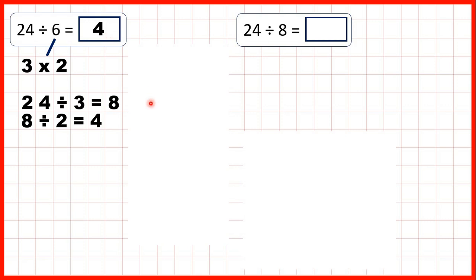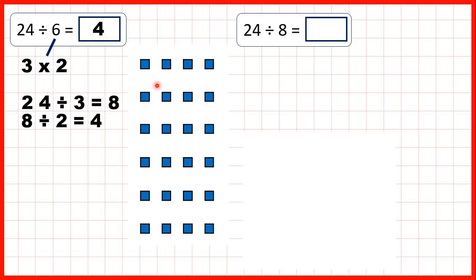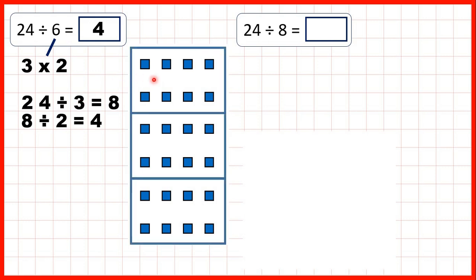And we can see why this works if we show 24 blocks. First, we can divide them into 3 groups, but then we can divide each of these groups into 2, and we can see that we now have 4 blocks in each group. So dividing by 3 and then dividing by 2 is the same as dividing by 6, because 6 is 3 times 2.